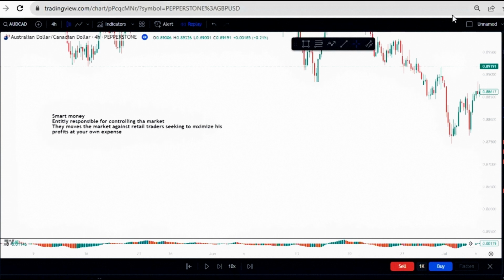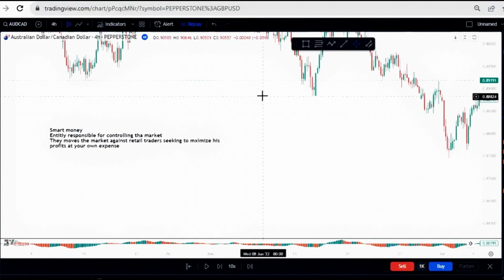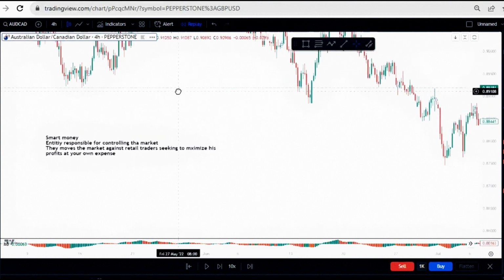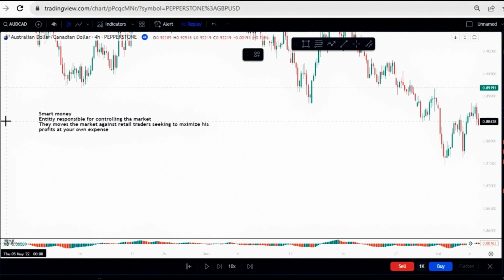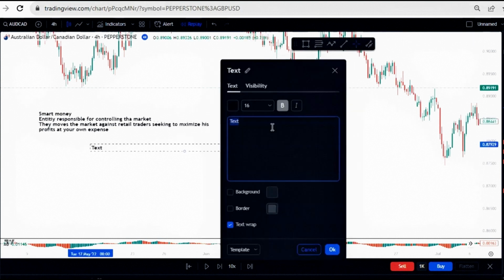Now that we know how to locate our demand and supply zones, the next thing is to align ourselves with the smart money. And who is the smart money, or what is smart money? The smart money are big financial institutions such as banks, and they are responsible for controlling the market. Most of the time, they move the market against the retail trader to maximize their profits. Another thing to note is that the smart money act in their own interest to ensure that they buy low and sell at the highest prices.